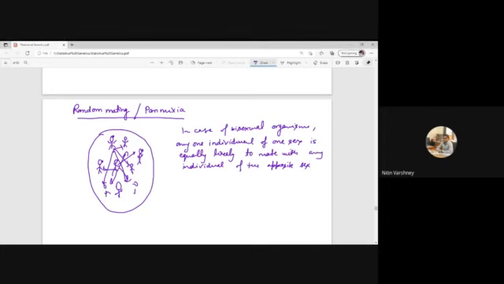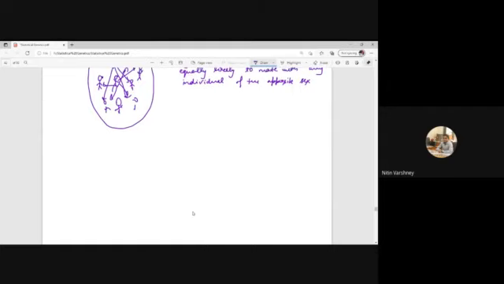If the mating is completely at random, then in the population, suppose I write that D, H, R is my population, where this is dominant, this is heterozygous, and this is recessive. If it is completely random, then the frequency of AA cross AA will be D square. How do we get this?